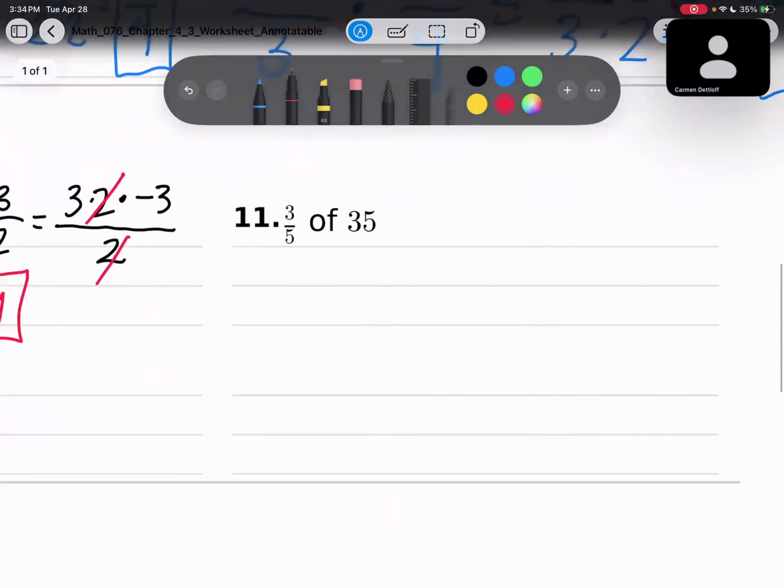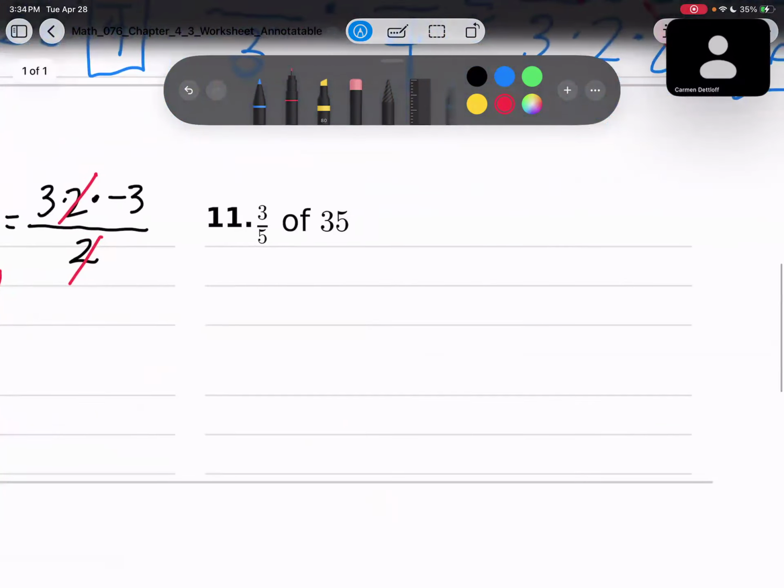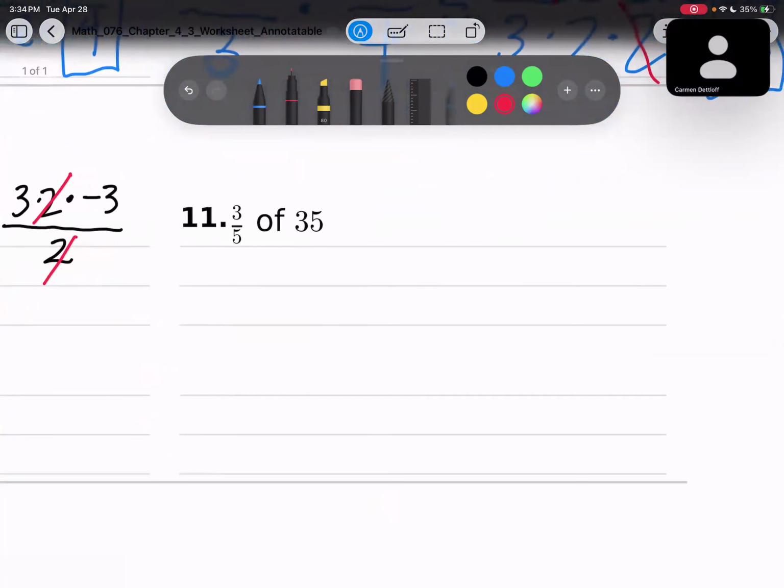Okay. 3/5 of 35. Okay, 3/5 of 35. Of in math means multiply. So I've got 3 over 5 times 35 over 1. Oops, make 1 black.